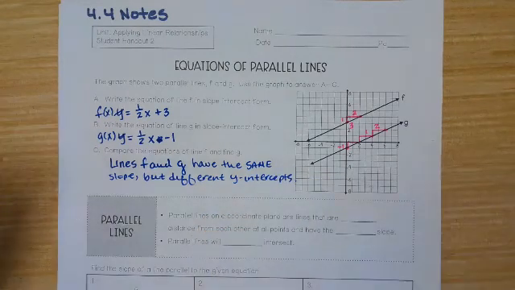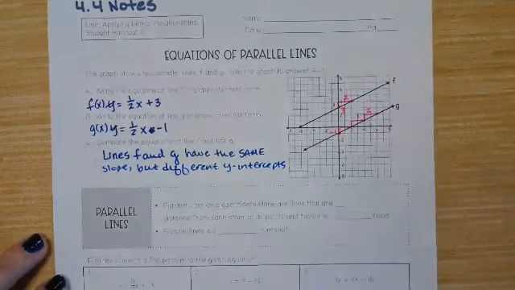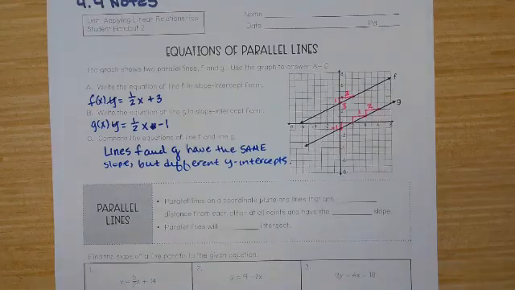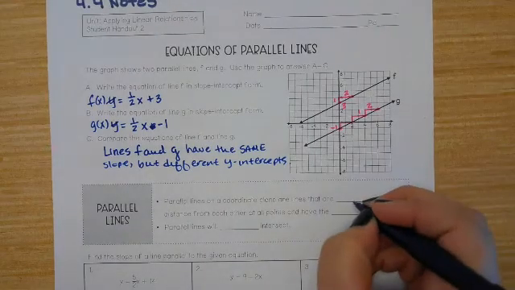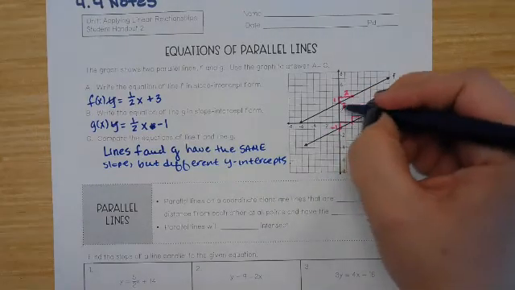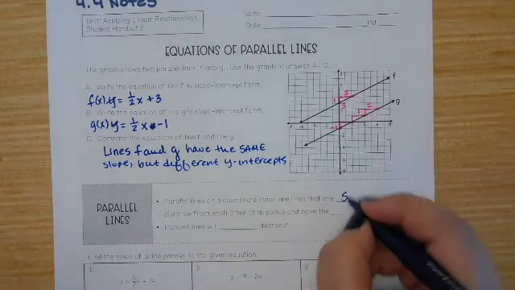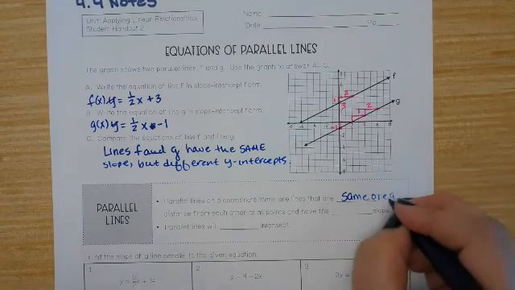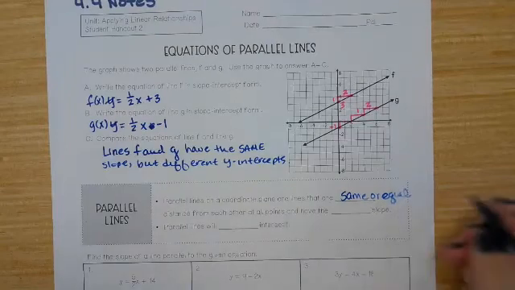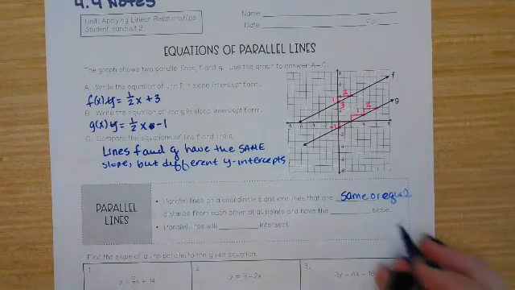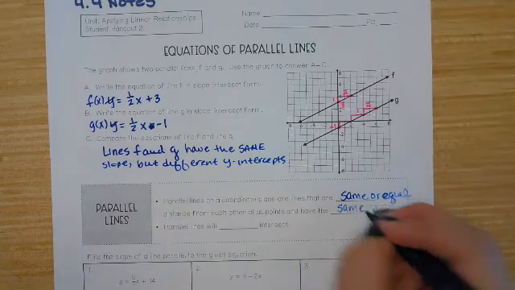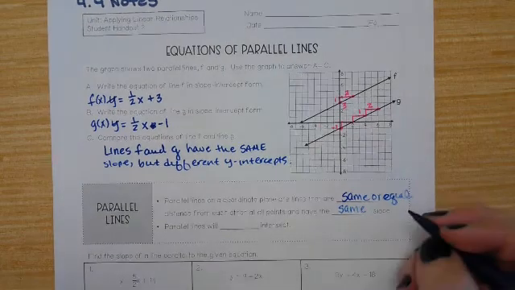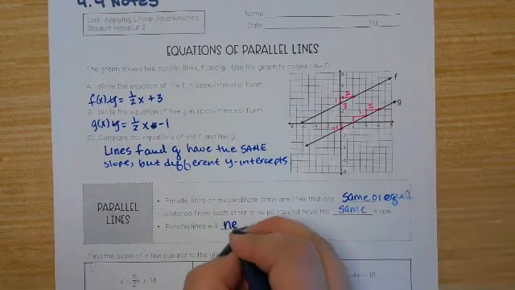And that brings us to one of the key features of parallel lines. Parallel lines on a coordinate plane are lines that are the same or equal distance from each other at all points. So it's always the same distance away from each other. And they have the same slope. Parallel lines will never intersect.